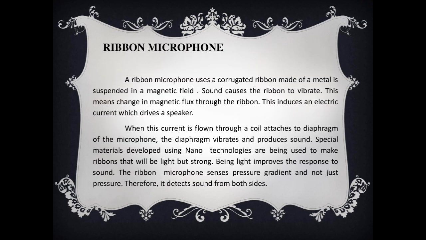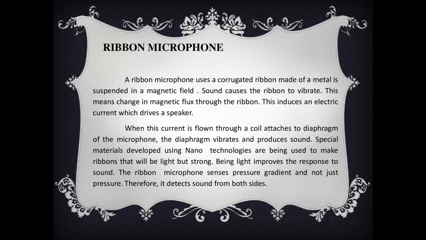Now we are going to see about the ribbon microphone. A ribbon microphone uses a corrugated ribbon made up of metal that is suspended in the magnetic field. The sound causes the ribbon to vibrate. This means a change in the magnetic flux through the ribbon. This induces an electrical current which drives the speaker.